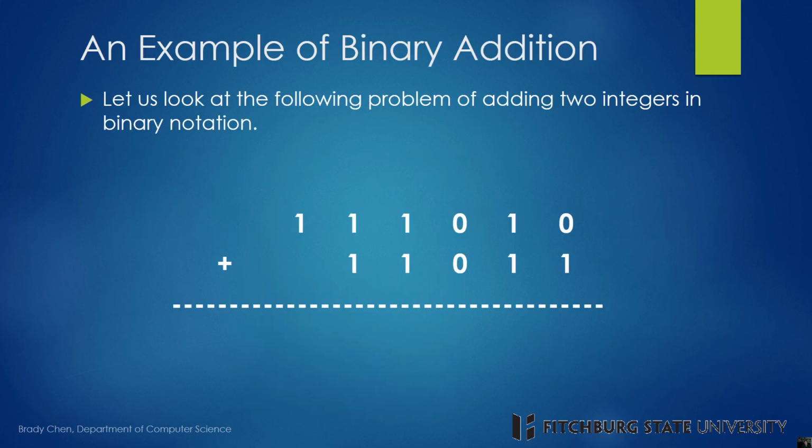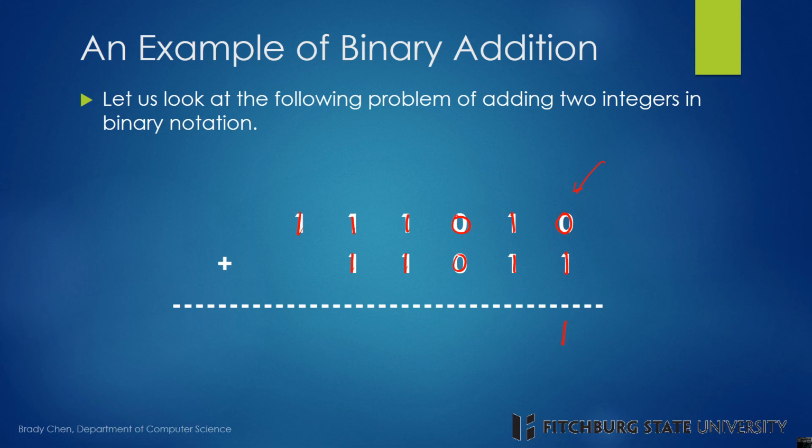Now let's take a look at another binary addition. In this example, we have two numbers, 1, 1, 1, 0, 1, 0, and the other number is 1, 1, 0, 1, 1. So we need to line up the numbers on the same positions, right? So let's start from the ones position. We have a 0 plus 1, then we got a 1. So there's nothing to carry over to the next position, right?